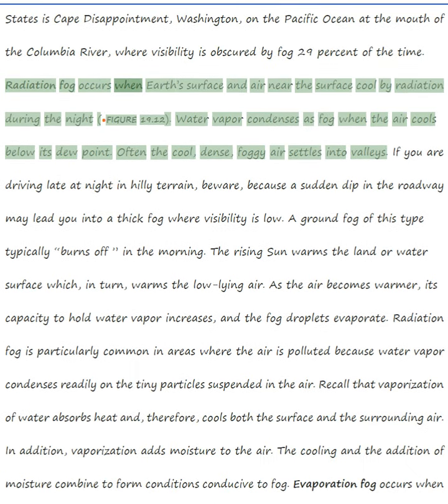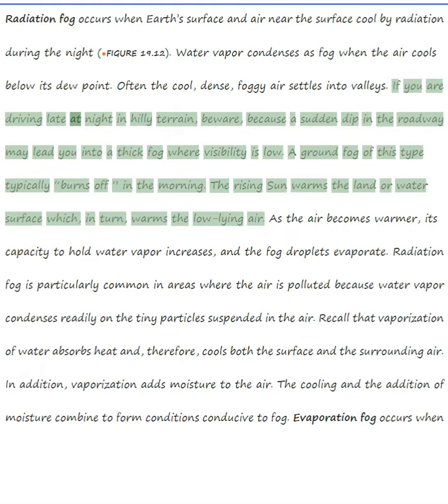Radiation fog occurs when Earth's surface and air near the surface cool by radiation during the night. Water vapor condenses as fog when the air cools below its dew point. Often the cool, dense, foggy air settles into valleys. If you are driving late at night in hilly terrain, beware, because a sudden dip in the roadway may lead you into a thick fog where visibility is low.